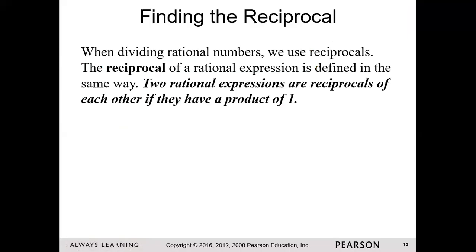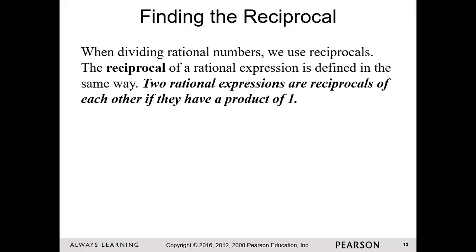All right, so finding the reciprocal. Most of you guys probably remember this from taking courses before you started taking this one. Reciprocal is the fraction that is flipped, and you need to do this idea when you are dividing fractions, because you cannot divide fractions. So what we do is we multiply by the reciprocal.